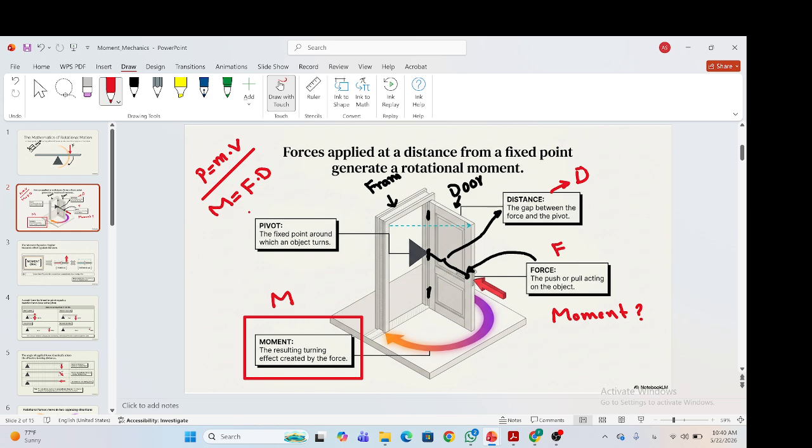So moment, which types of unit will we have? Force will be counted as per what? What is the unit of force? Newton, sir? Yes, Newton. And what is the unit of distance? Meter? Meter, yes. Okay, so in the MKS system, or SI system, we usually use this unit for moment.